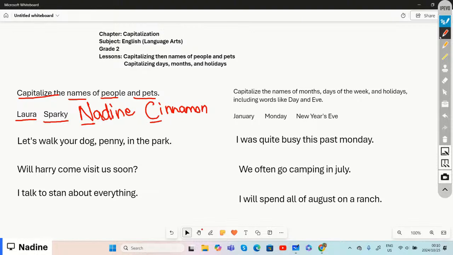But like I say, if you're just going to say this is my dog, then dog is not capitalized. If you say this is my cat, then it is not capitalized. If you say this is my snake, then we don't capitalize it. We capitalize the names of your pet, the names of the dog, the names of your cat, and so on.